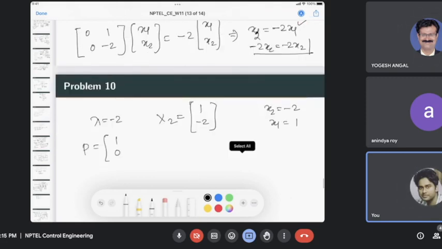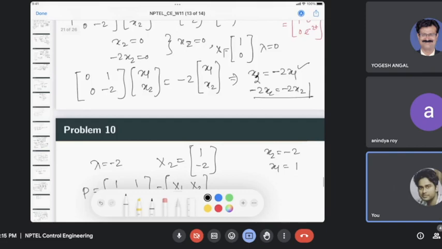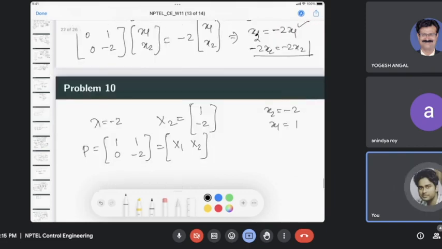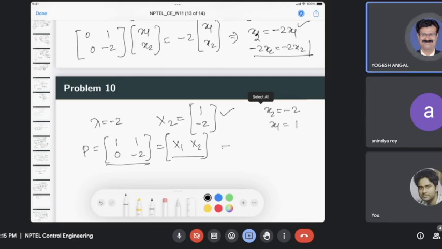So then the P matrix is 1, 0, 1, minus 2. That is, we just write these eigenvectors as columns: x1 we have obtained this, and x2 we have obtained this, so we just write this. So this is the P matrix. So is it clear? Yes sir, yes sir.